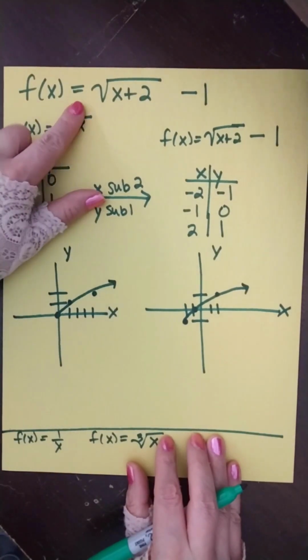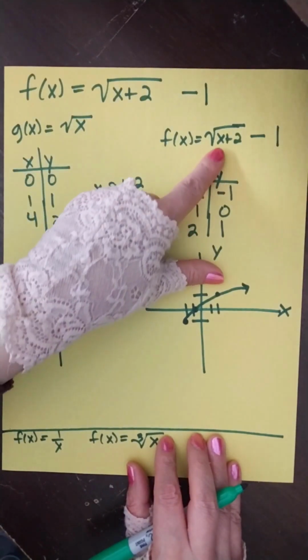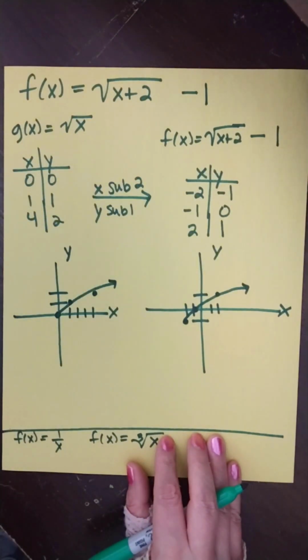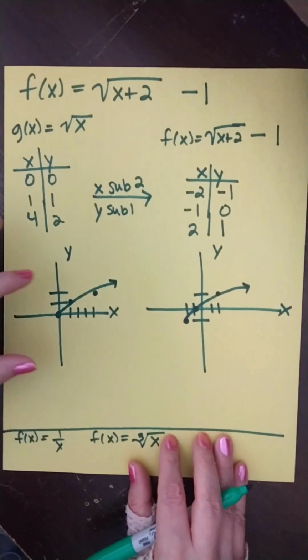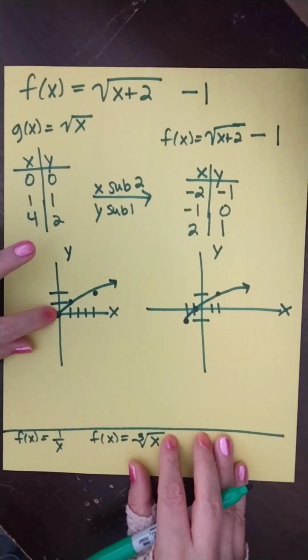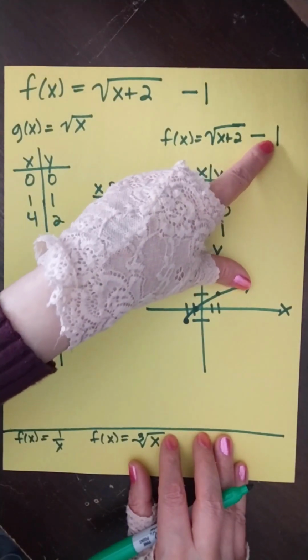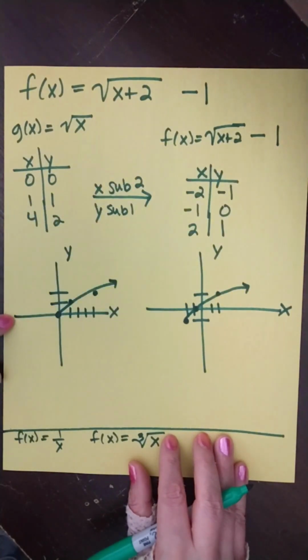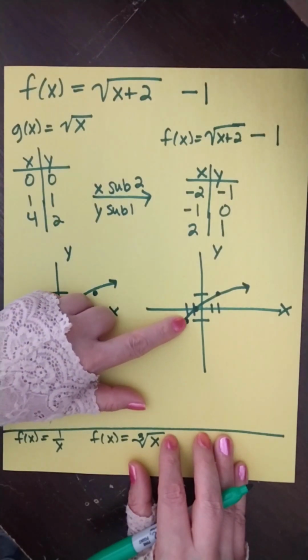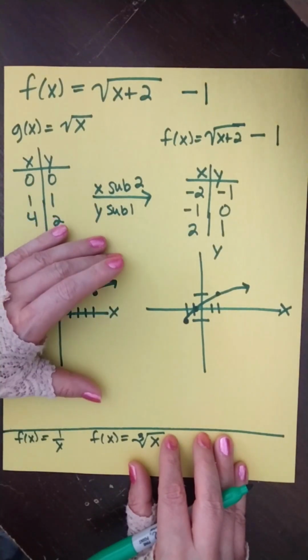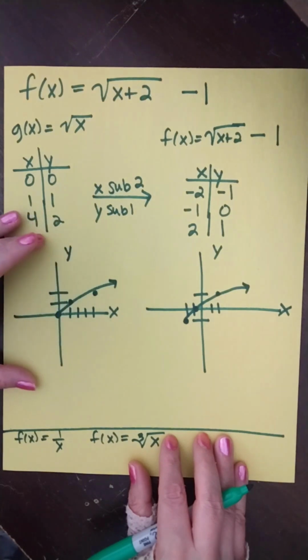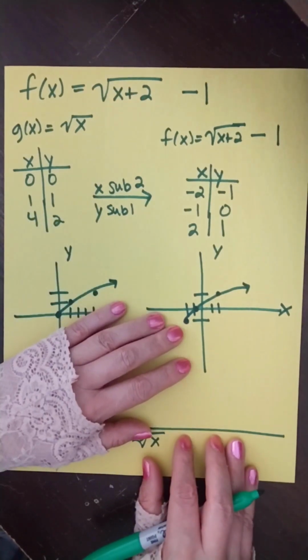So from here to here, we added 2. That means we did a horizontal shift left 2 units. So we took this graph and moved it left 2 units, and you can easily see that from the origin, and then down 1. We did a vertical shift down 1. So left 2 and down 1. You can see that the origin landed here. And of course, the whole entire graph is being shifted left 2 units and down 1. And that's what happened.